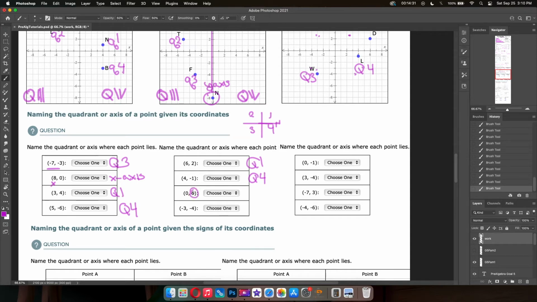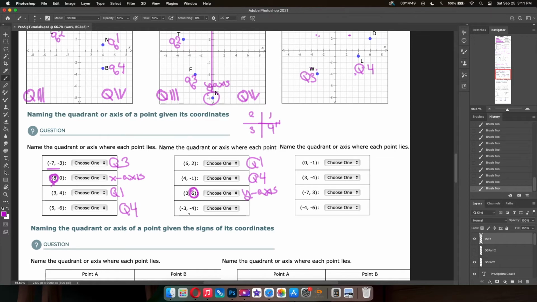0, 6, that's an axis, and which one is it? That's going to be the y-axis. And you can tell because the y is the one with the number. Over here, the x-axis, the x is the one with the number, and that's a nice little shortcut when you don't immediately know how to figure out what axis it's on.